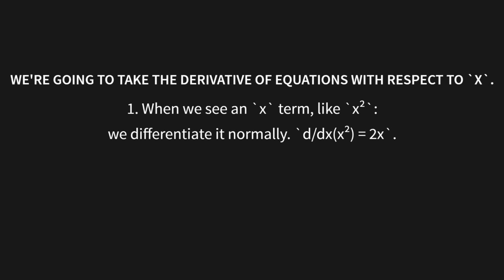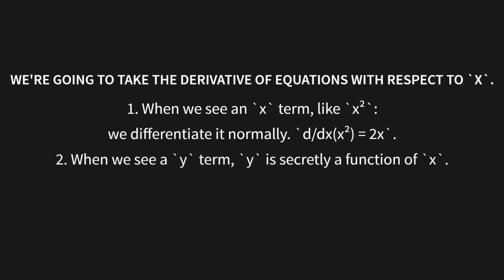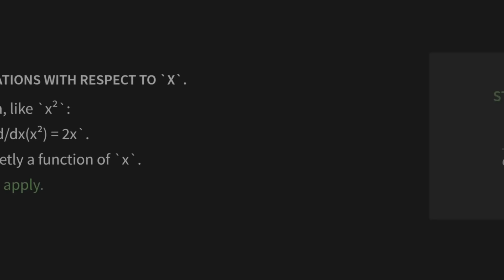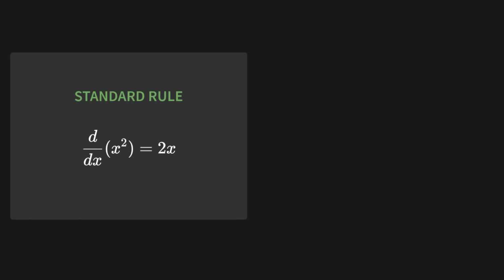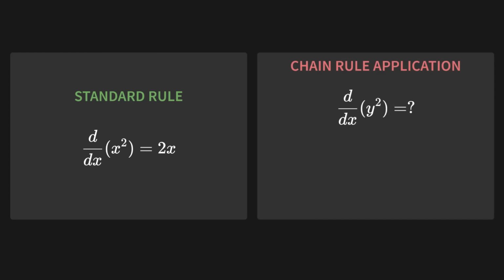Simple. Second, when we see a y term, we have to remember that y is secretly a function of x. So the chain rule must apply. Let's look at this, the standard rule. The derivative with respect to x of x squared is just 2x. Now for the chain rule application. What's the derivative with respect to x of y squared? Well, the outer function is something squared, so its derivative is 2 times something. The inner function is y, so its derivative is dy dx. So, the final answer is 2y times dy dx.